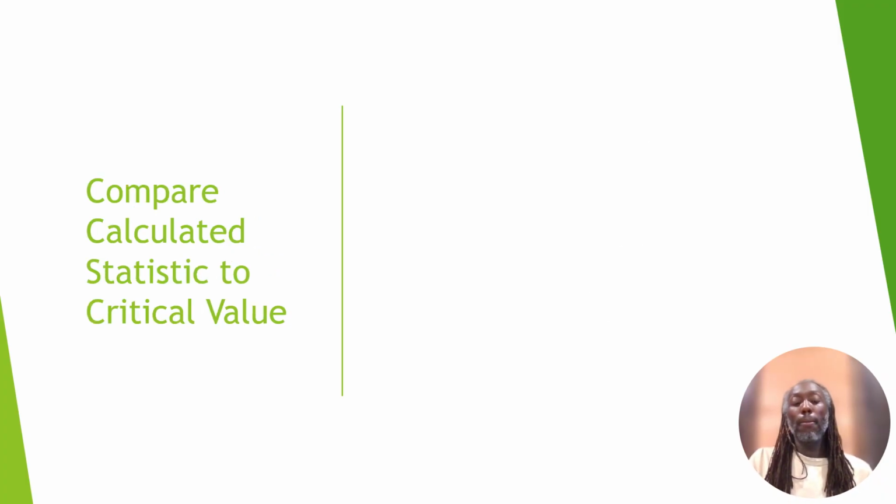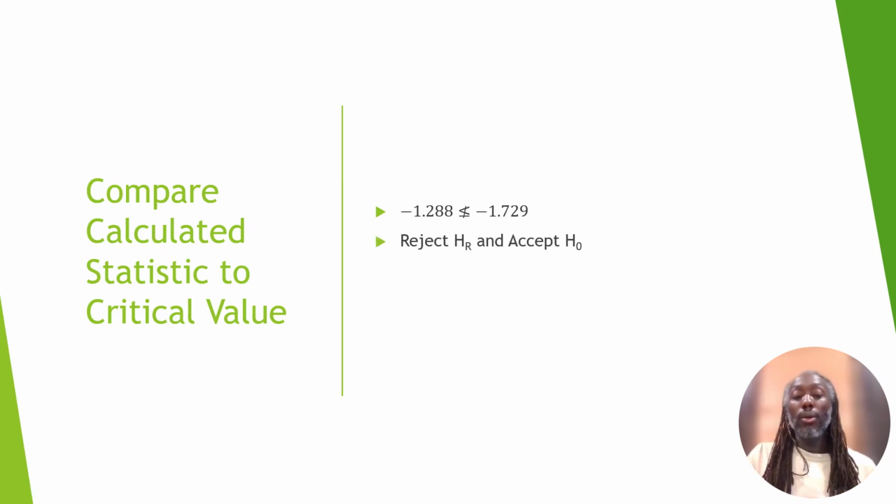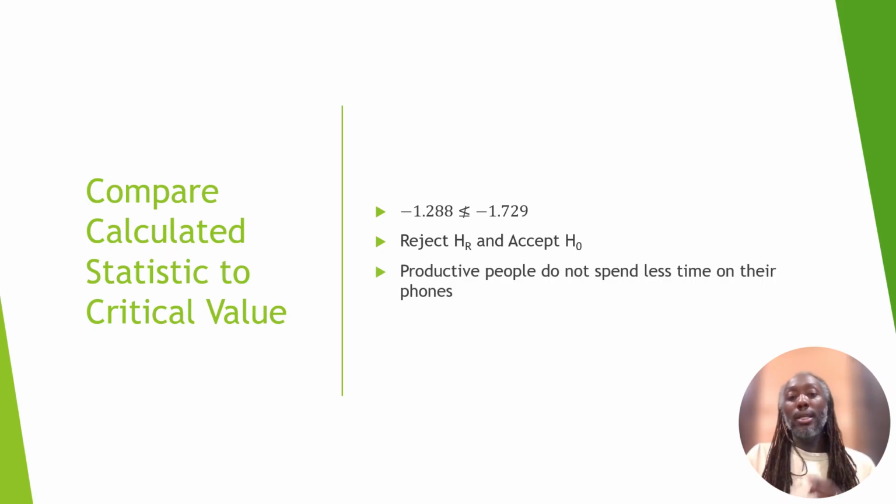So to compare that calculated statistic with the critical value, it is a straightforward comparison. Negative 1.288 is not less than or equal to our critical value. So it is not as extreme or more extreme than our critical value. And therefore, we have to reject our research hypothesis and we must accept our null hypothesis. Our null hypothesis in this case is that our productive folks do not spend less time on their phones than the average person.